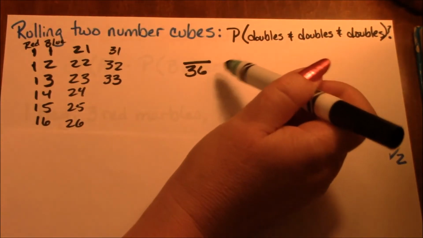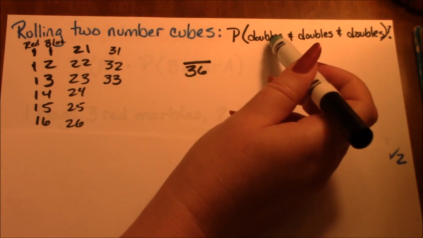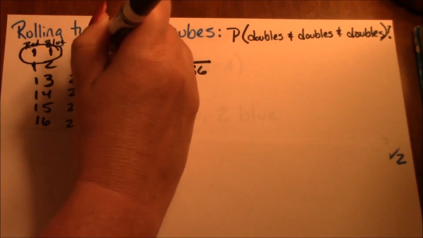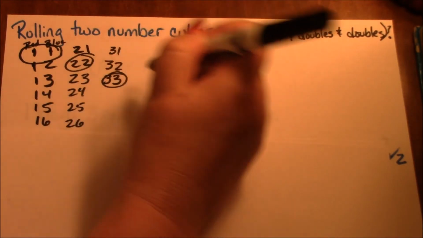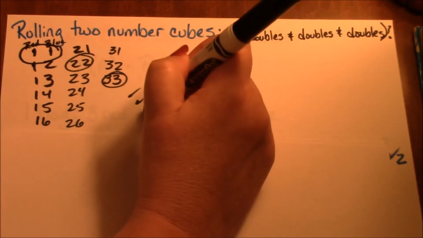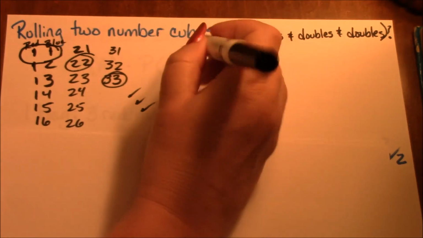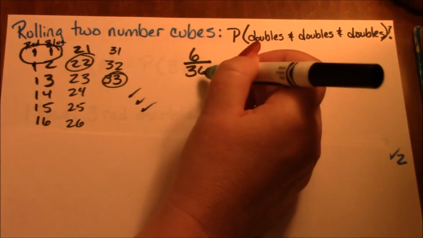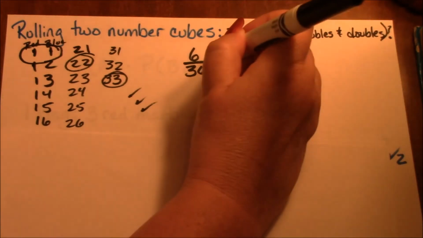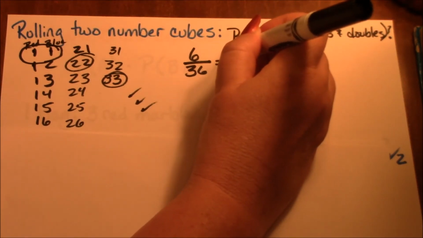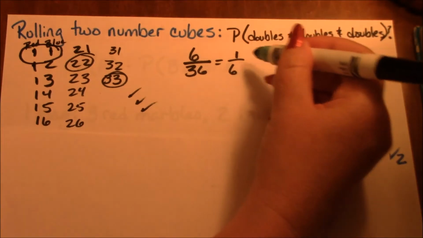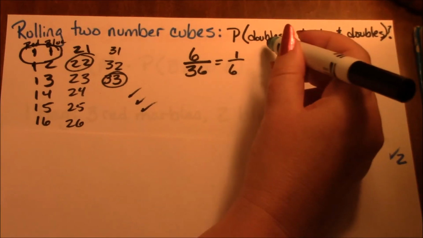And the probability that I'm going to roll a doubles is going to be rolling double 1s or double 2s or double 3s or 4 or 5 or 6. So that is 6 possibilities of doubles out of 36 rolls. Now I'm going to reduce that. I'm going to divide the top and the bottom by 6, and I'm going to say that that is a 1 in 6 probability that I'm going to roll a double.